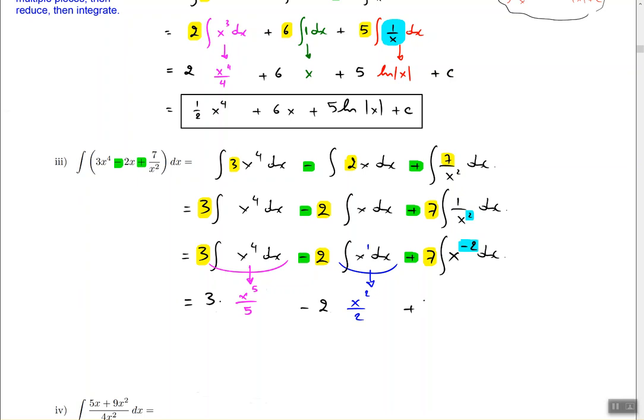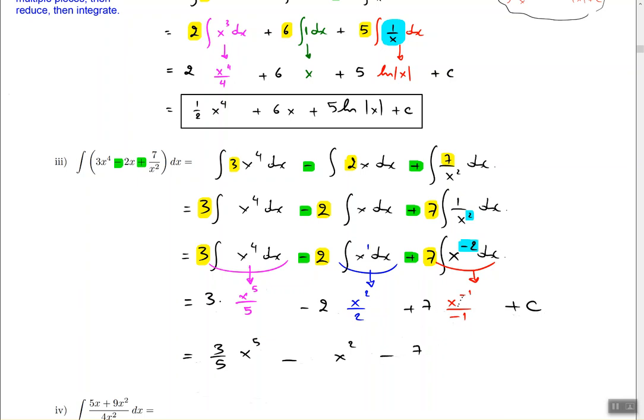And then finally there's the 7, and again we have x to the power of negative 2, which means again we are going to be adding 1 to the exponent and dividing by the same thing. So if you add 1 to the exponent, negative 2 plus 1 is going to be negative 1, all divided by negative 1. And since we have an integral, we're going to put a plus c where c is a random number. Let's clean it up. So 3/5 x to the power 5, minus 2 over 2 is going to cancel out. We just get x squared. Plus 7 divided by negative 1 is going to be negative 7.